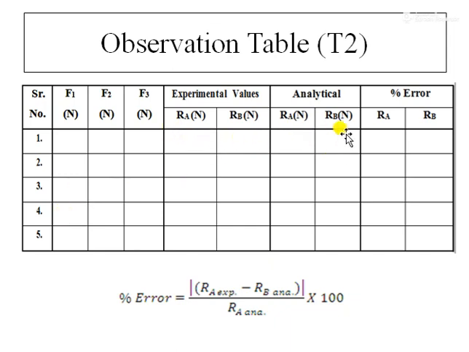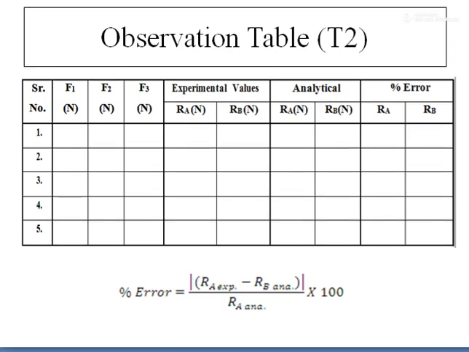In the analytical one, you will go for the calculations as I have shown in the sample calculation, and later you will determine the percentage error for RA and RB with respect to the experimental as well as analytical values, trying to validate the experimental data with an analytical backup. This is how we end the discussion of the practical, and this is how the reaction forces from experimental data can be validated with analytical values.